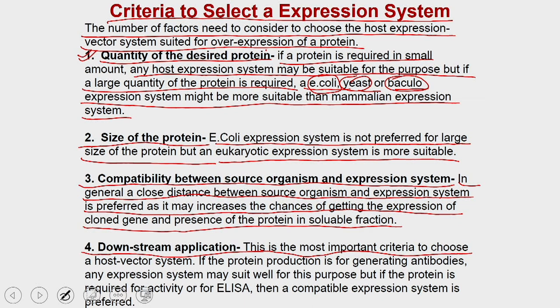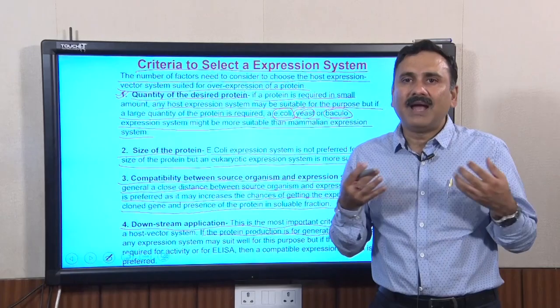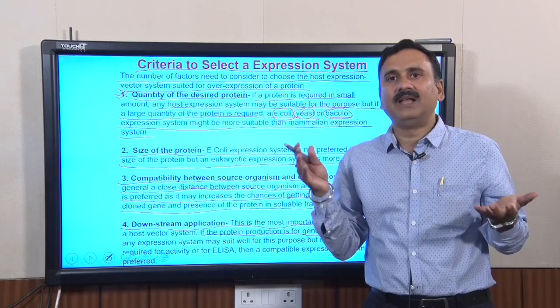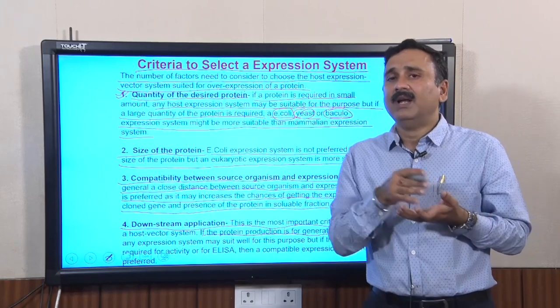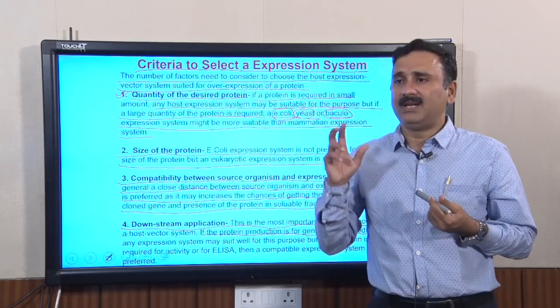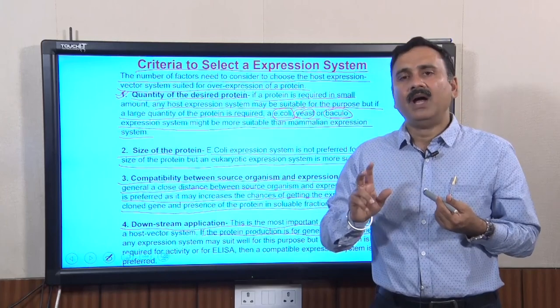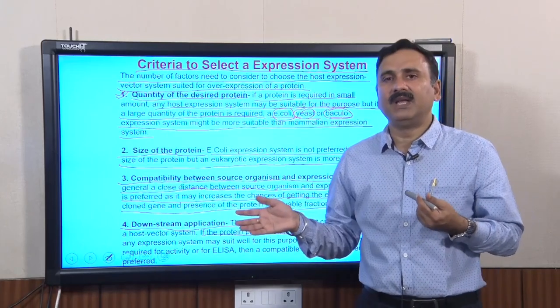For example, if the protein is produced only for generating antibodies, or suppose you are simply using your protein as an antigen, so that you can detect antibodies from patient sera, which means you are using these proteins simply as an antigen to coat the wells and develop ELISA-based detection kits.